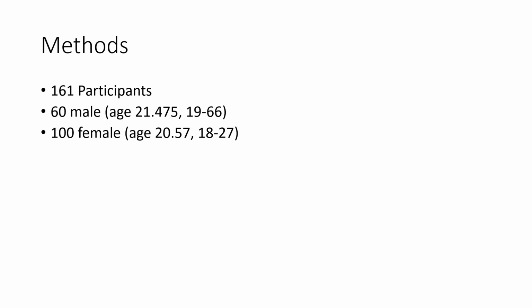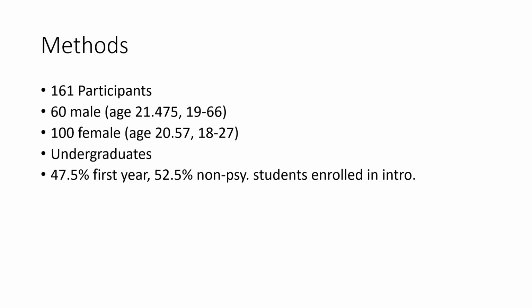Then there was 100 females, and I'm not sure about the one participant that's missing there. 160 don't add to 161. Perhaps they did have to drop a participant for some reason. I'm not sure. But they list that they had 100 females, the average age being 20.57 years, age range anywhere from 18 to 27. These were undergraduate students. 47.5% of them were in their first year of study, and then 52.5% were non-psychology students enrolled in Introduction to Psychology. They were all naive to what waist to hip ratio is, as well as what facial neoteny is.